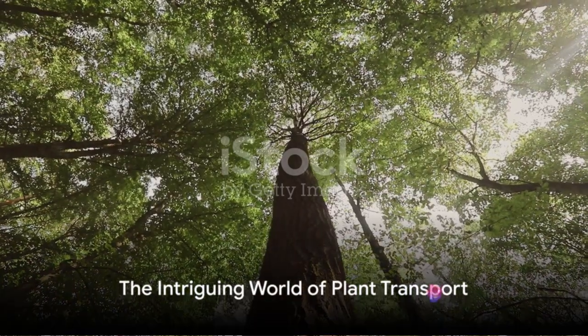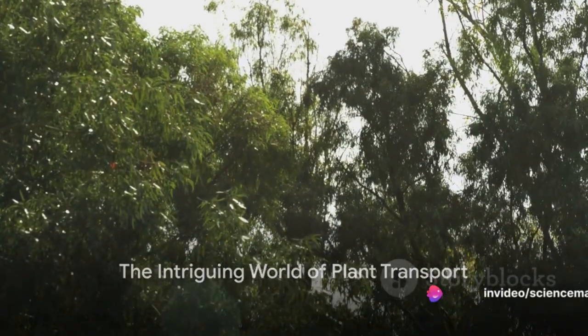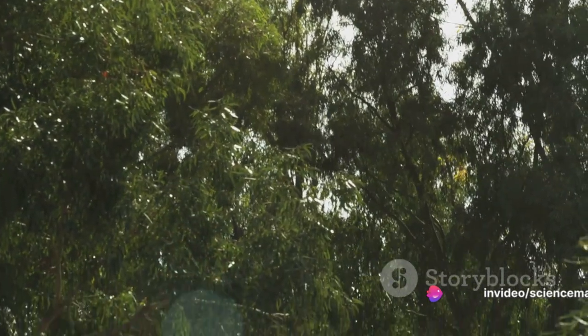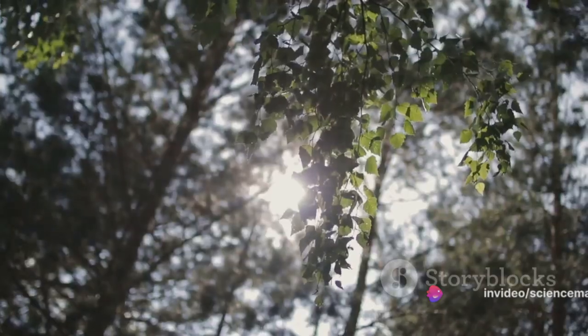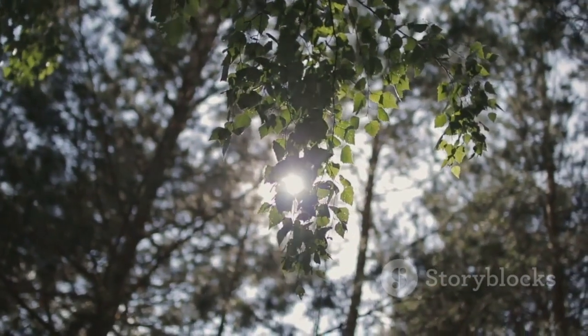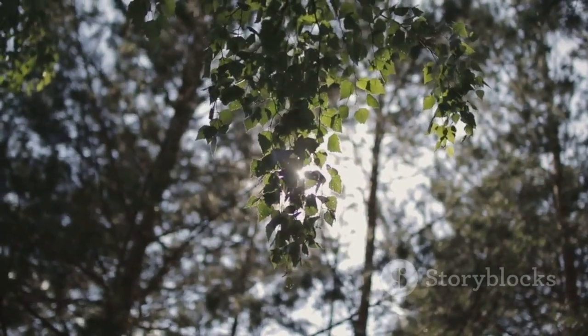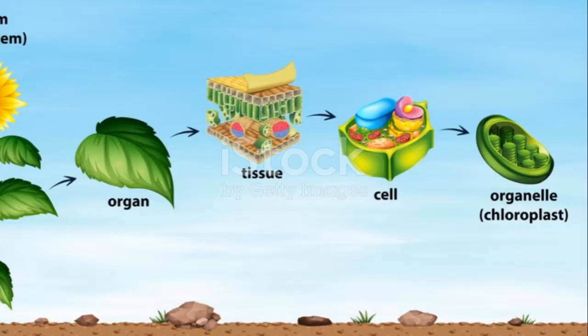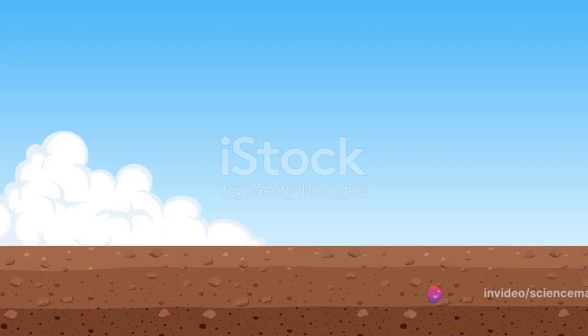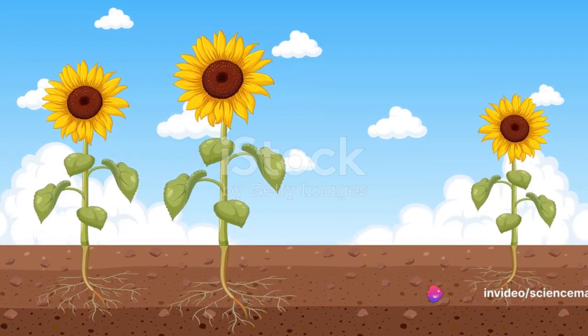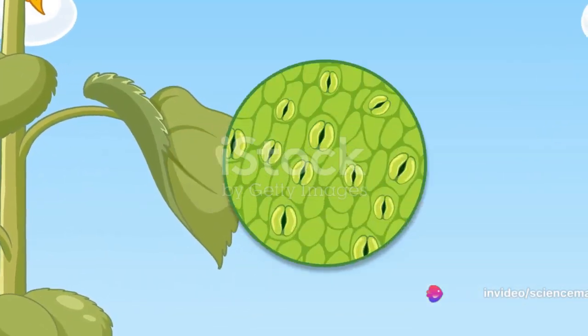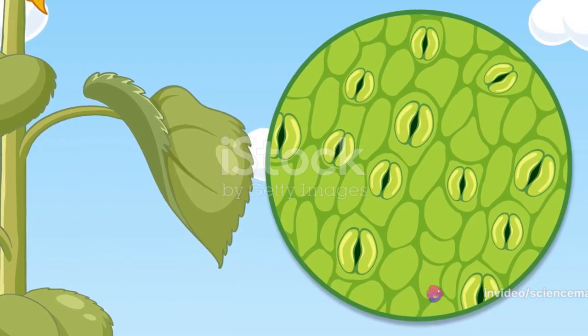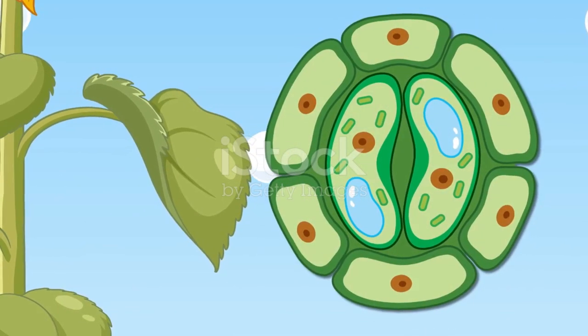Have you ever wondered how a tall tree, standing erect, gets water from the ground to its topmost leaves? It's not magic, but it's certainly magical. Welcome to the intriguing world of plant transport. Just like a bustling city, plants too have their traffic and transport systems. But instead of buses and trains, they use processes like diffusion and osmosis.